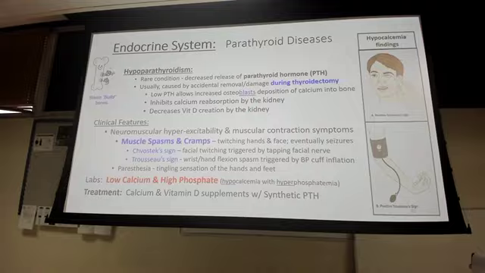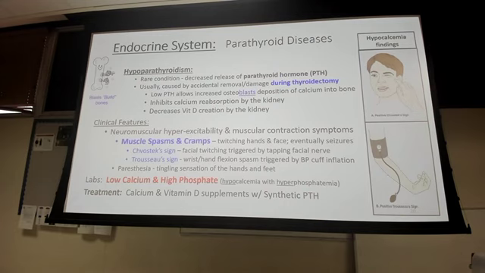I learned it as chopstick sign. I've seen it pronounced as caustic sign, and I've also seen it pronounced as optic sign. However you want to say it, okay? There's one way to say it. Chopstick sign. It's called a chopstick sign.